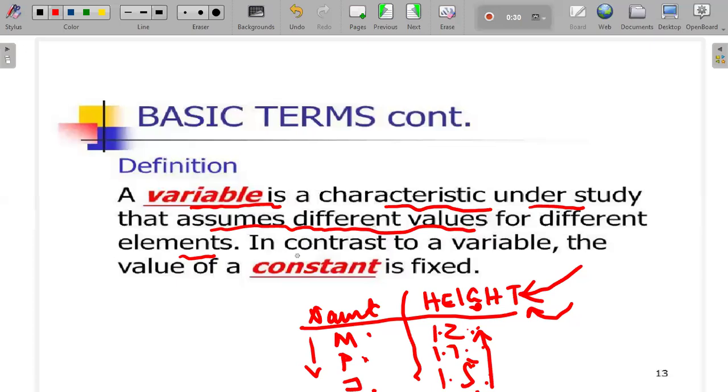So a variable is simply a characteristic under study that assumes different values for different elements. And in contrast to a variable, we have a constant. This constant here is fixed. It doesn't have different values, it's just fixed. Okay, so that's what a variable is. And this variable can be divided into different types.